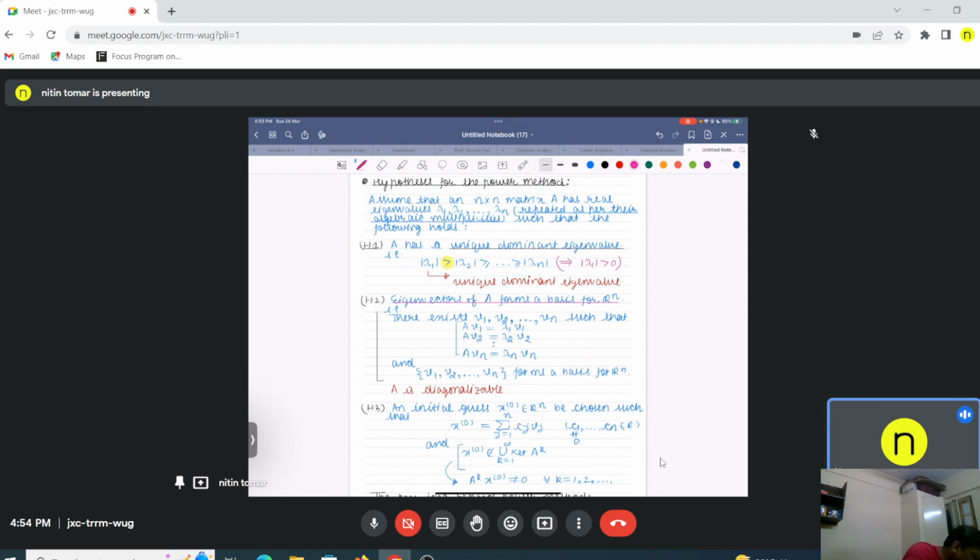So maybe in the next session we will see all these three cases one by one. When does it happen? And there is a method called the inverse power method which we will see. So there are certain things that need to be done with the aim in our mind to compute a dominant eigenvalue and to compute an eigenvector corresponding to the dominant eigenvalue.